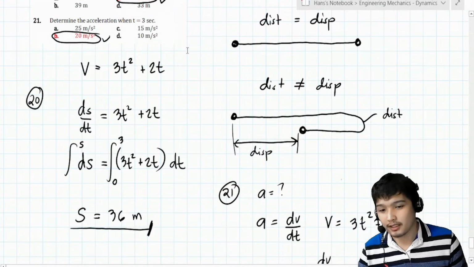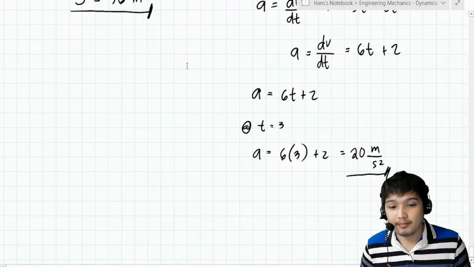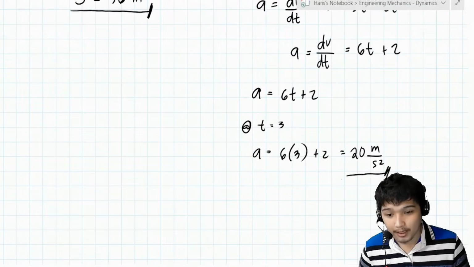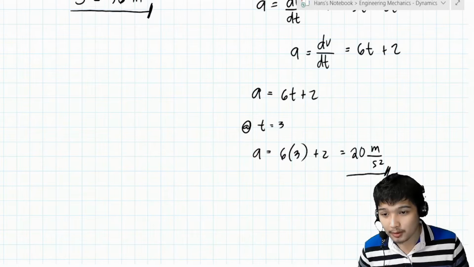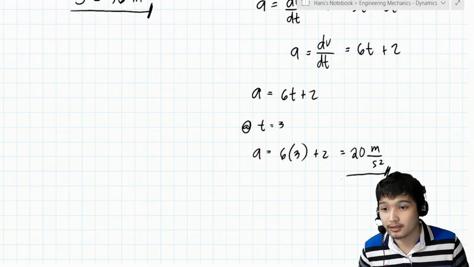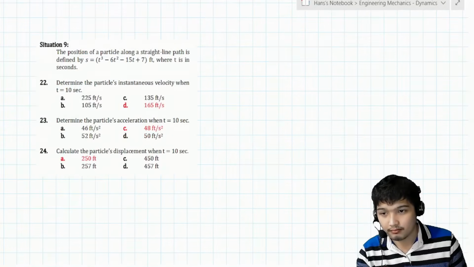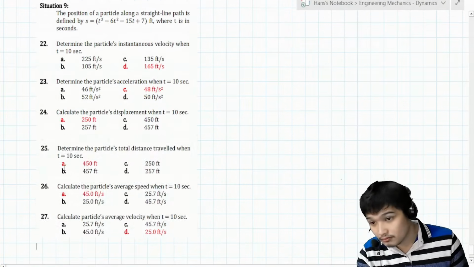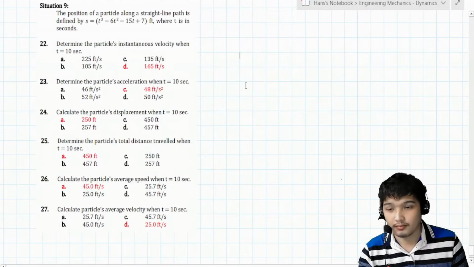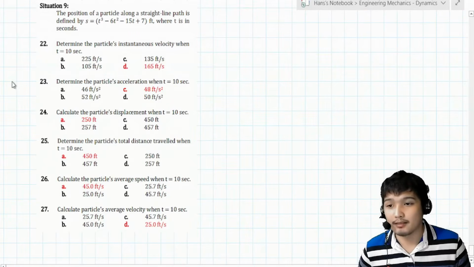Okay, gets ba yun, guys? Okay, so now let us proceed with our next sample problem. This sample problem is the last sample problem for this topic. Let me just get it, guys. Okay, so, situation 9.